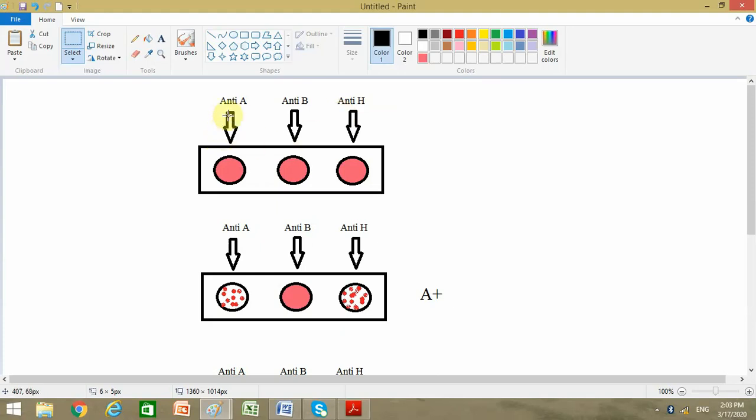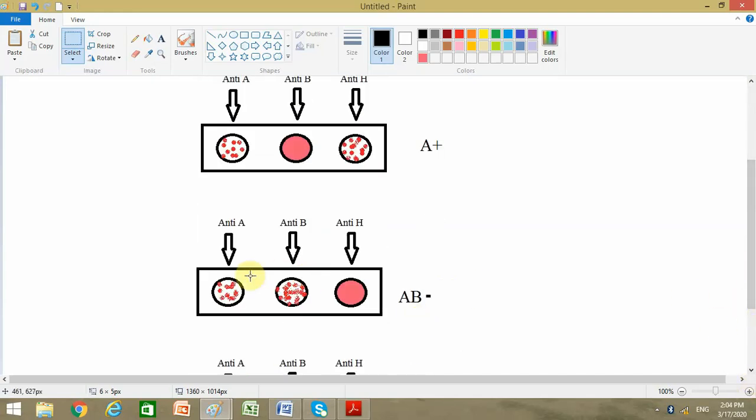For example, if I add anti-A and agglutination takes place, this is agglutination where the cells come close to each other, forming spots. But with anti-B, nothing happens. This means that this person has antigen A on the surface of his red blood cells, and so he has blood type A. The anti-H also forms agglutination. It means that it is A positive. It is rhesus positive. And we will soon talk about what the rhesus factor is.